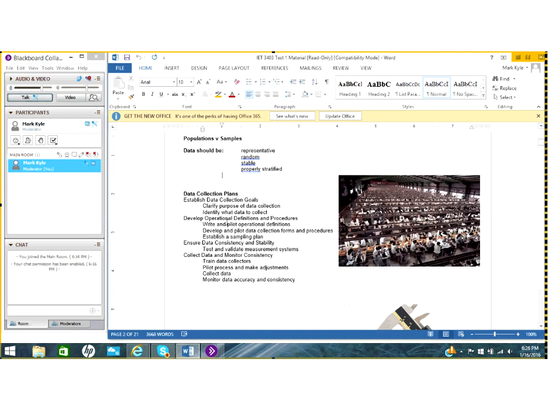You also want to develop operational definitions and procedures. So when we talk about operational definitions, they are simply explaining measures to the point that any person, even if they're not super familiar with the process, could come in and measure things the exact same way as anybody else.